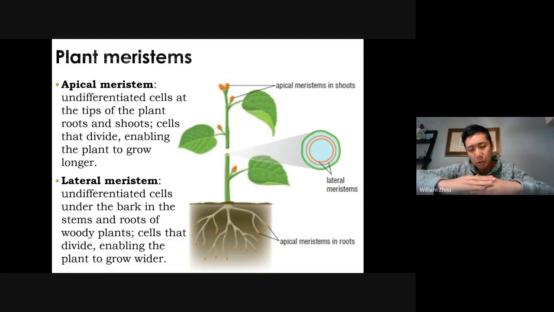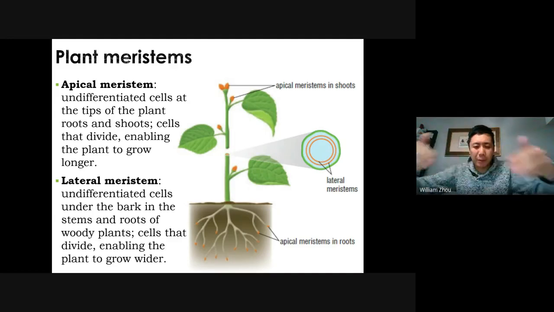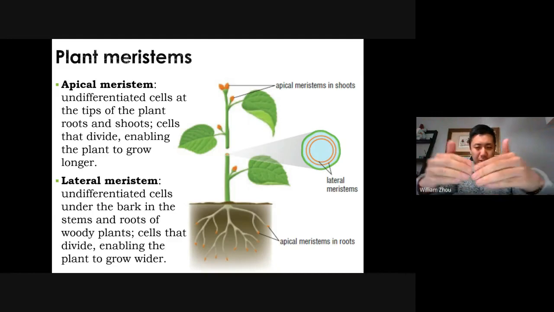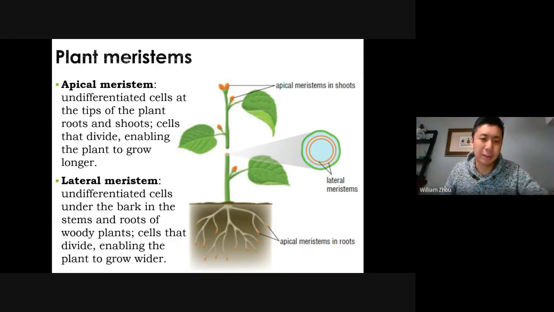Okay, so think of a tree. A tree can grow in height. It can get taller because of the apical meristem near the top and the roots. It can get thicker as the trunk grows inside because of the lateral meristem. Every year, they build one more layer. Next year, they build another layer until they get big. Okay, so these are the two types of meristems. Those are the only cells in the plant that grow.